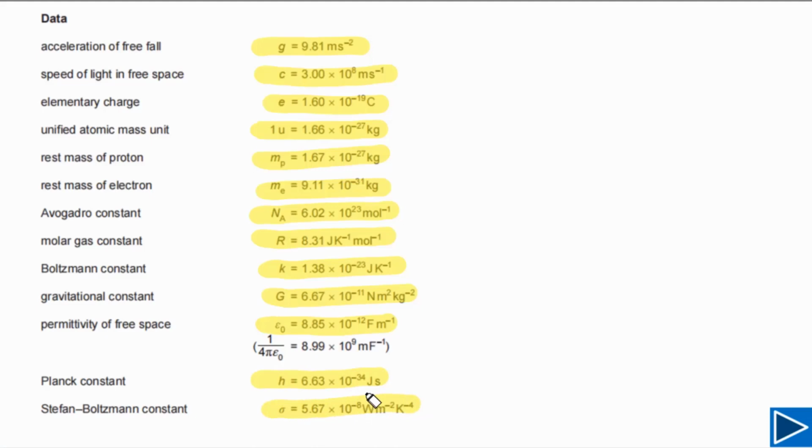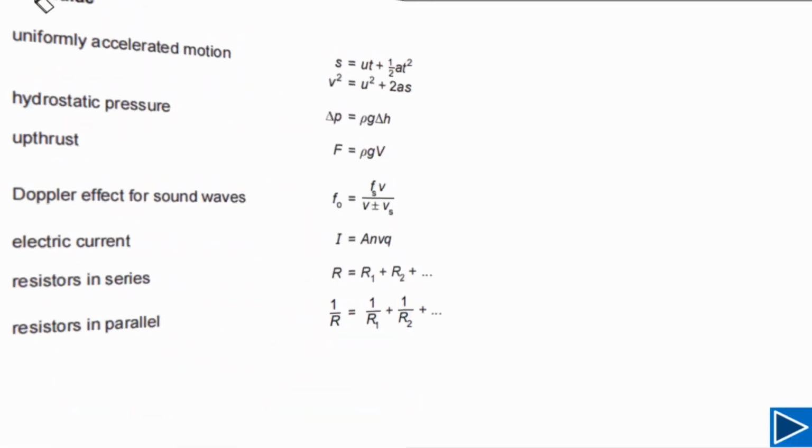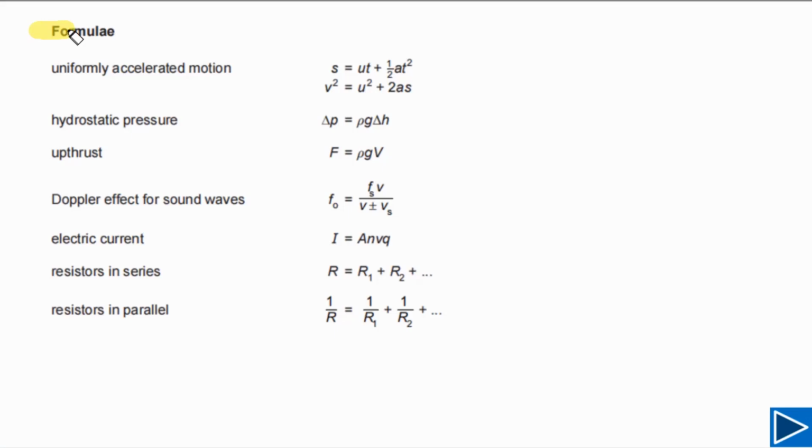So these constants are very important and their values as well. Maybe you will need them for some calculations in this paper. If you need them, you can simply come back to the second page and find the values of constants. On the third page of this paper, you can also find some important formulae.